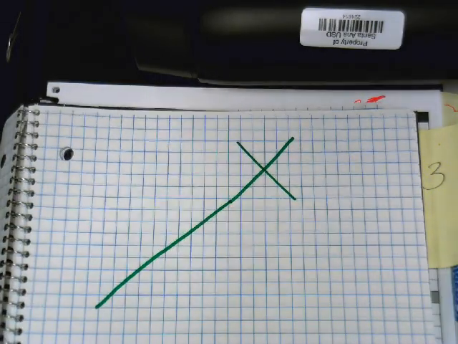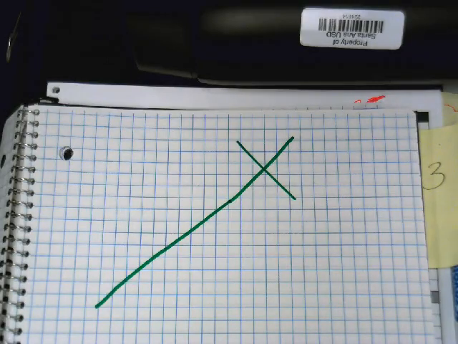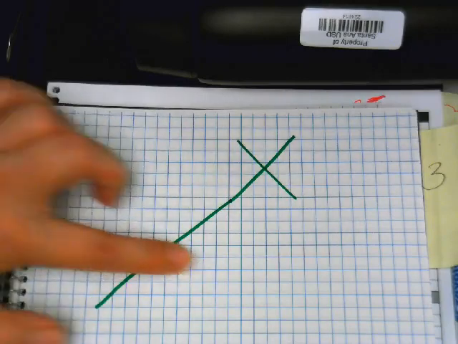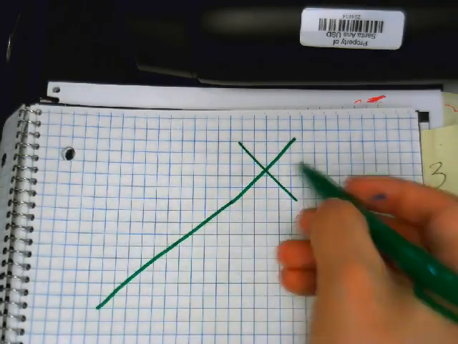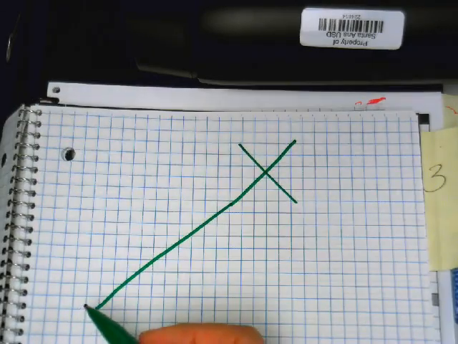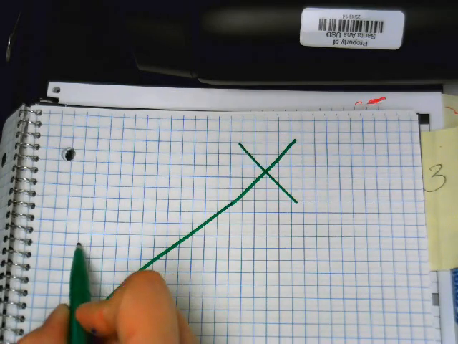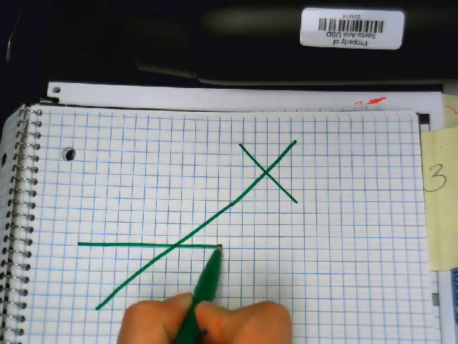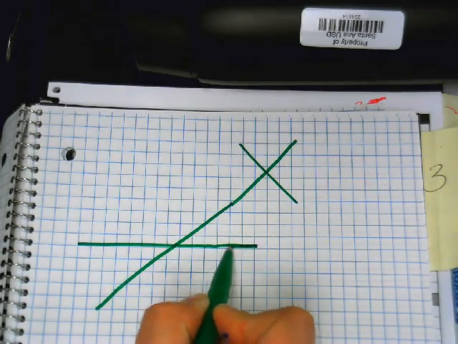So we extend this line. Okay, we good? Yeah. Now you are going to create a 180 degree angle. What's 180 degrees? Okay, so somewhere over here, I'm going to draw a straight line. So you extended this line, made it longer. Now make a line that's exactly 180, an angle that's exactly 180, just like that.